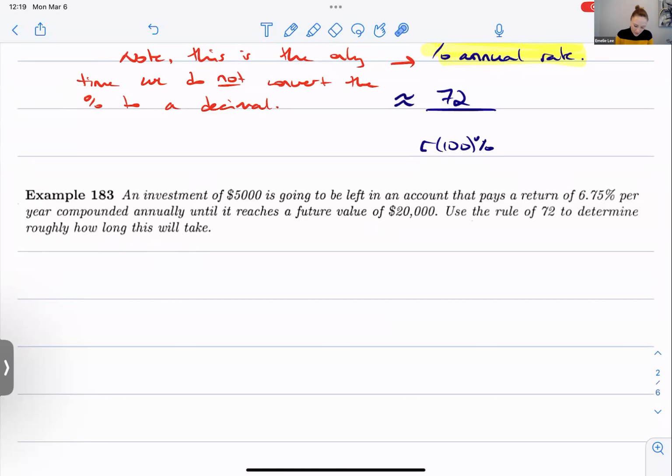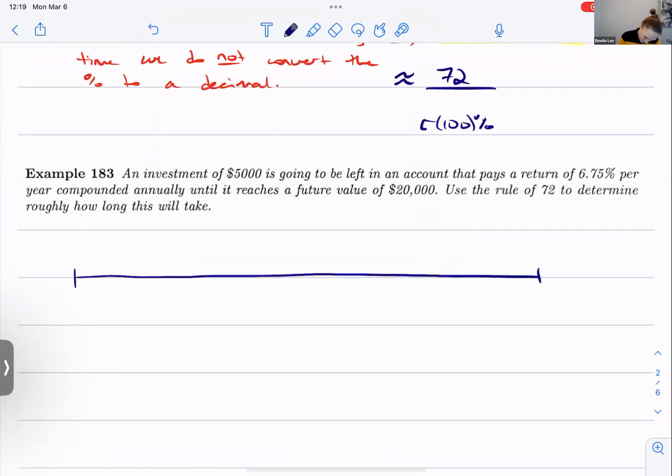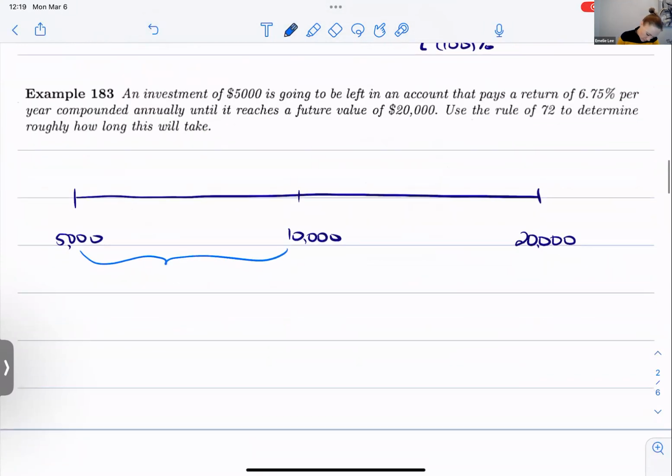So what has to happen here? We can draw it out. I need 5,000 to grow to 20,000. It tells me to use the rule of 72, so I'm going to be talking about doubling time. If I double 5,000, I get 10,000, right? So this is going to take one doubling time, whatever that doubling time is. And then 10,000 has to grow to 20,000. Luckily, it is just a double, 10,000 times 2. So again, this is one doubling time.